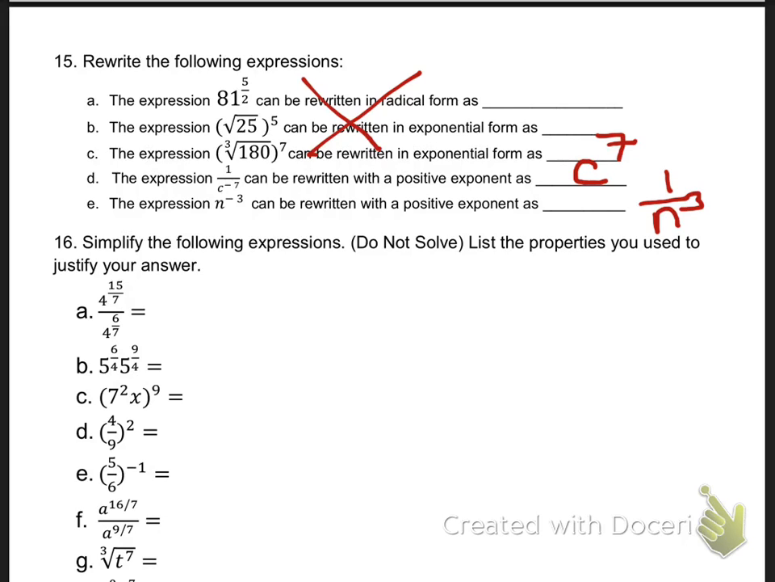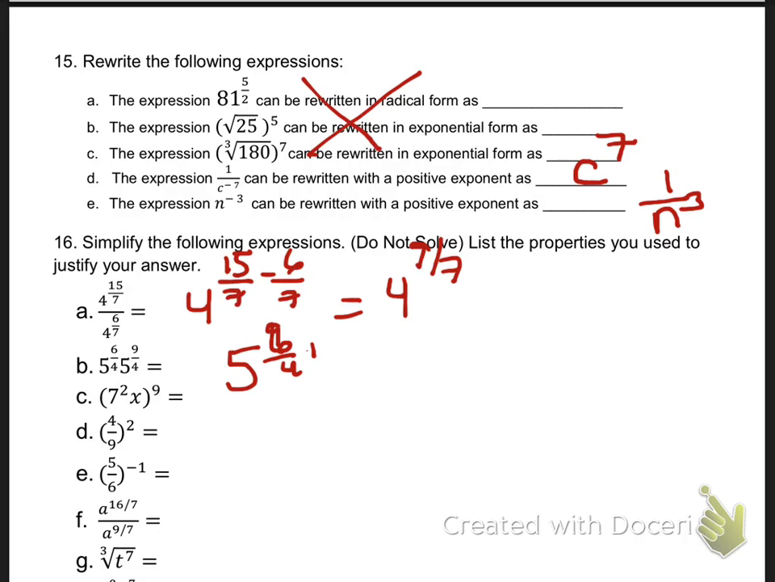All right, let's go down here to 16. They want us to simplify these following properties. Whenever we divide, we subtract the exponents. So it's 4, and then we have 15 over 7 minus 6 over 7, which gives me 4, and is that 9/7? Okay, 5, whenever we multiply like bases, we add our exponents. So I have 5 to the 6/4 plus 9/4, which gives me 5 to the 15/4, right? Because 6 plus 9 is 15.